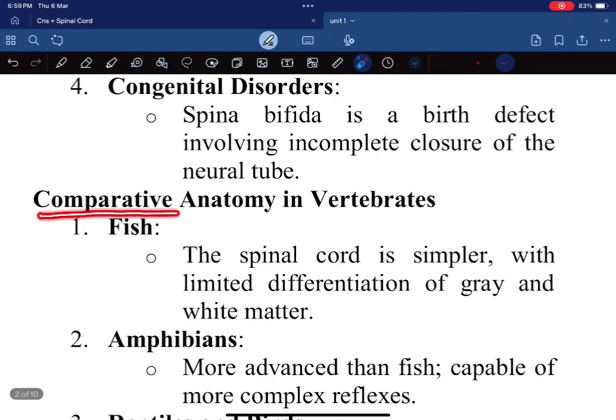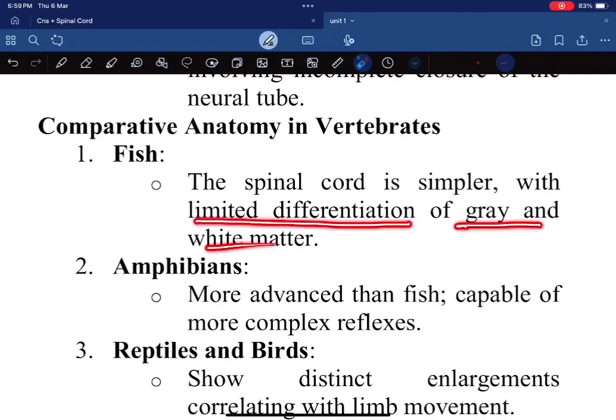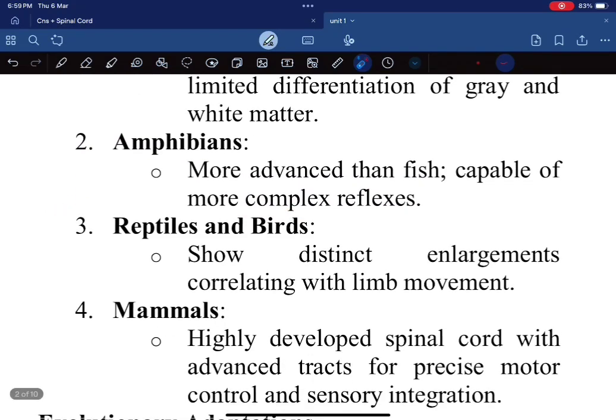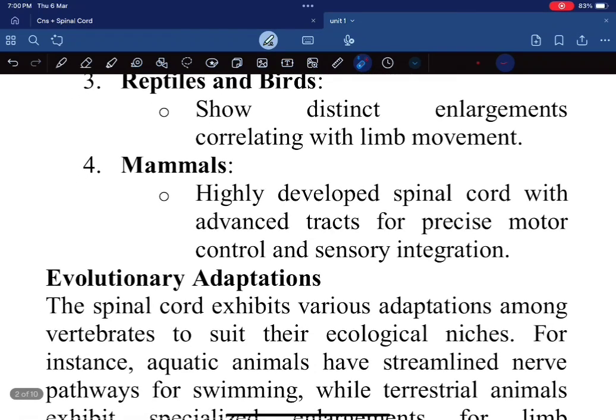Comparative anatomy in vertebrates. First, fish. The spinal cord is simpler, with limited differentiation of gray and white matter. Second, amphibians, more advanced than fish, capable of more complex reflexes. Third, reptiles and birds show distinct enlargements correlating with limb movement. Fourth, mammals have a highly developed spinal cord with advanced tracts for precise motor control and sensory integration.